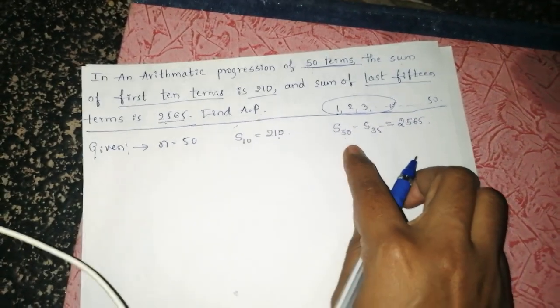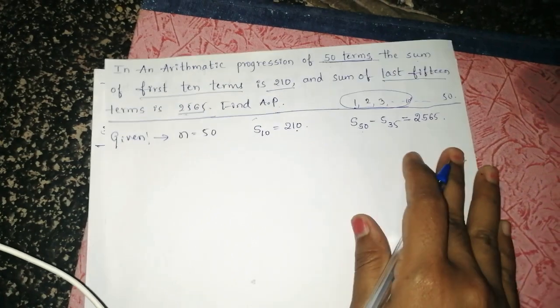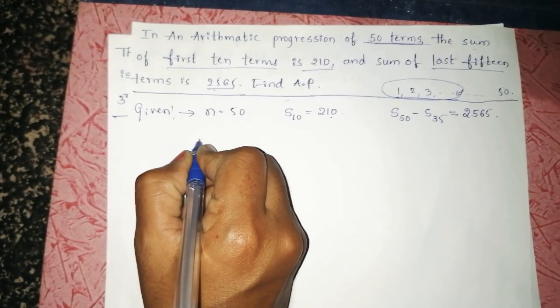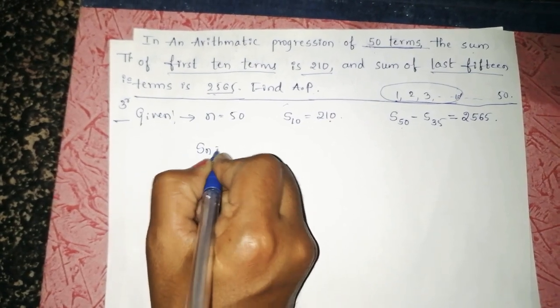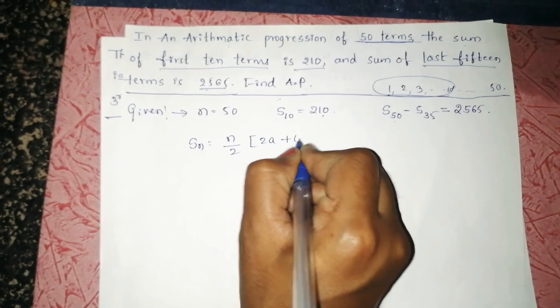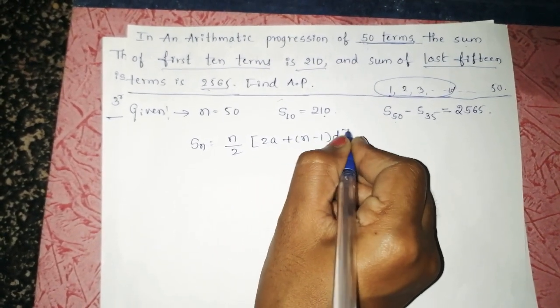So you need to find the AP. Find the AP means what? a, a plus d, and so on. So how to deal with this problem? Here we know that the sum of n terms of an AP is given by Sn is equal to n by 2 in the bracket 2a plus n minus 1 into d.